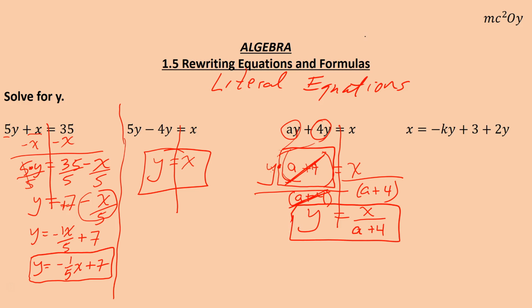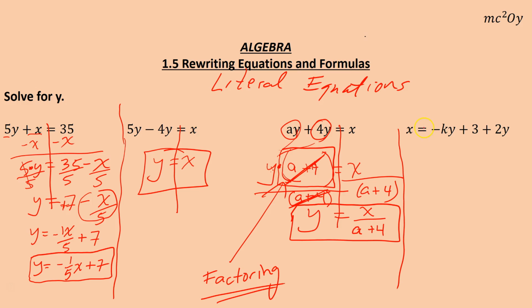So you're done. By the way, undoing the distributive property is called factoring. And you probably hit that last year a bit. It's called factoring, but it's really just undoing the distributive property. Okay, but we'll reference it as factoring later.